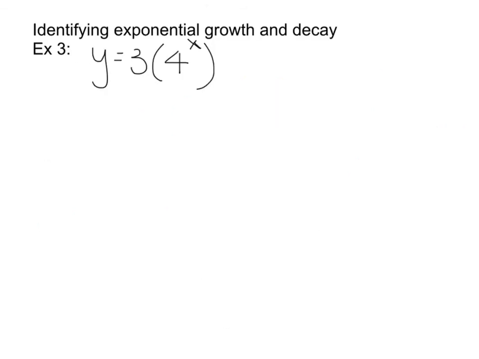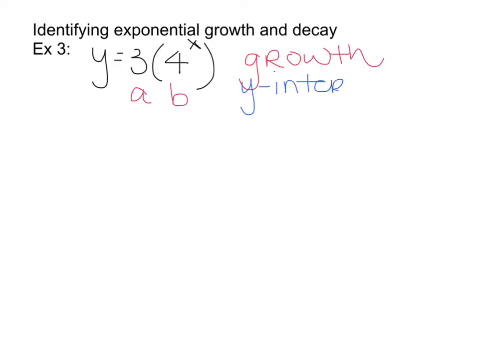Now let's see if we can determine whether it's exponential growth or decay from a given equation, and let's also write down what the y-intercept is going to be. So we have y equals 3 times 4 to the x power. You have to first determine what a is and what b is, and remember b is always the thing that has the exponent. So b is 4, 4 is greater than 1, so therefore this is going to be exponential growth. Then let's determine what the y-intercept is. Two ways of doing that. You can either plug in 0 for x, or in this case it's whatever a is. So my y-intercept is 0, 3.